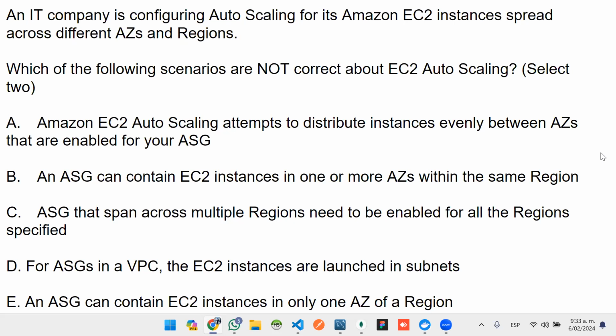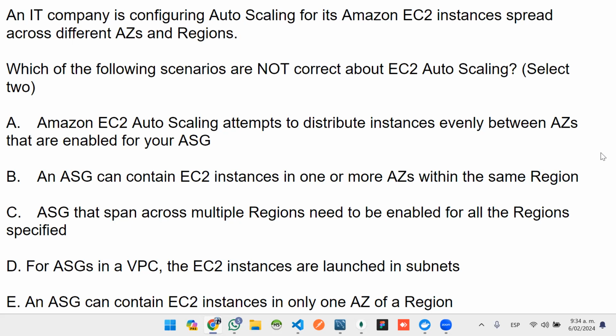EC2 auto scaling attempts to distribute instances evenly between availability zones that are enabled for your ASG. An ASG can contain EC2 instances in one or more AZs within the same region. ASGs that span across multiple regions need to be enabled for all the regions specified. For ASGs in a VPC, the EC2 instances are launched in subnets.